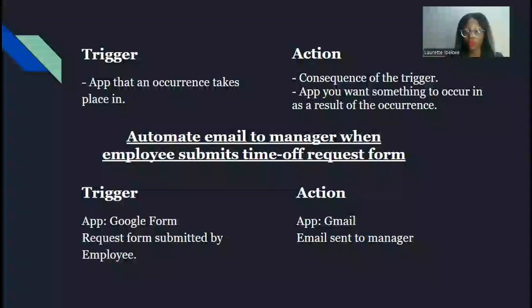Now we're delving straight into the automation process, which, remember, is broken out into three. The first one is to automate an email to the manager when the employee submits a time of request form. You have your trigger, which is the app, in this case Google Form, and that is when the request form is submitted by an employee. And then you have your action, which is Gmail, and that is the email being sent to the manager.